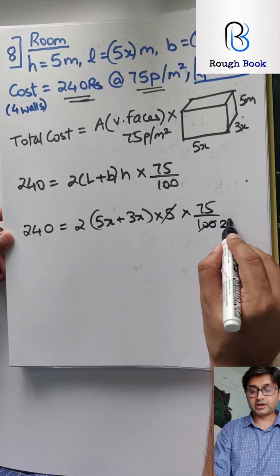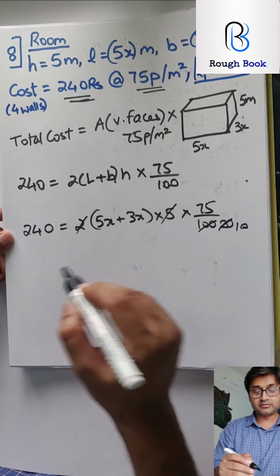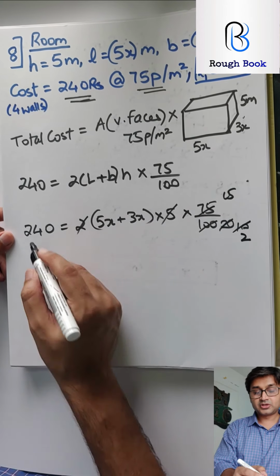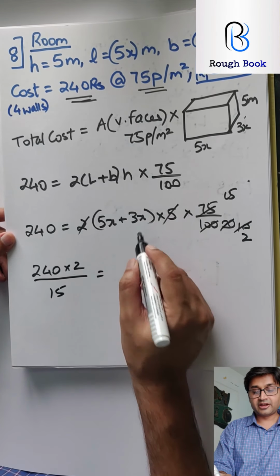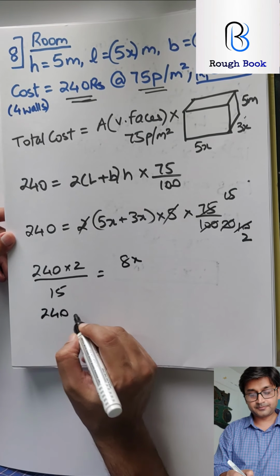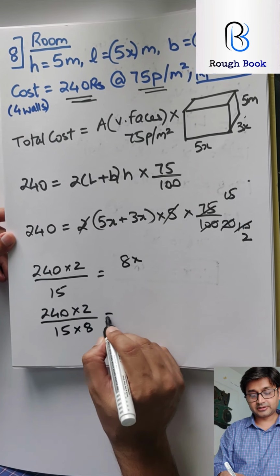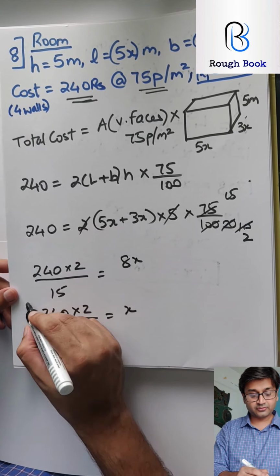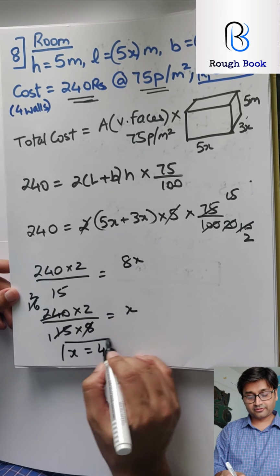So 5 ones are 20s are, 2 ones are 10s are. I can cancel this also. We'll see. Okay, let's cancel. 15 5s are, 15 2s are. So 2 coming on the other side, 15 going down, 5 plus 3, 8x. So 8 also will go down in the next step. So 240 into 2 upon 15 into 8 is equal to x. So let us see. 15 ones are 15, 15 ones are 15 90, so 16, 8 ones are 8 2s are, so x is equal to 4.